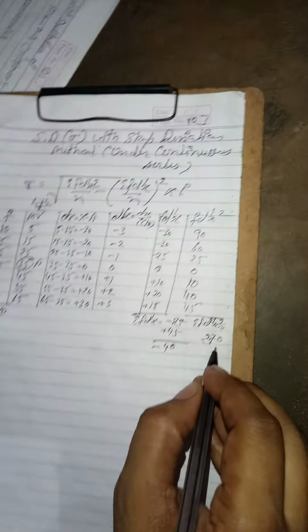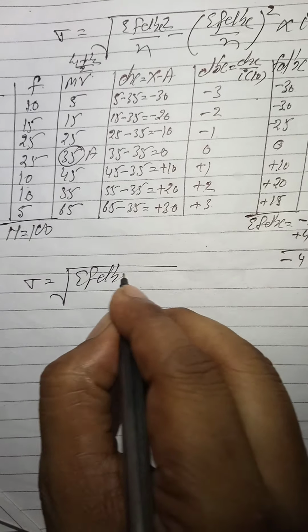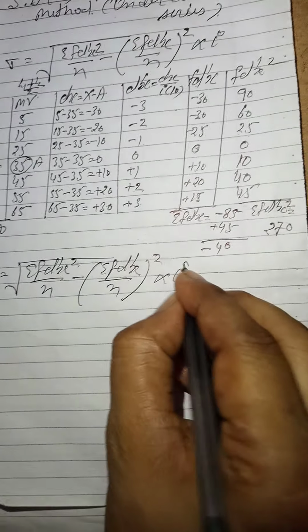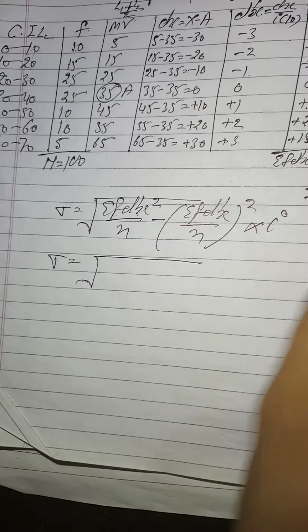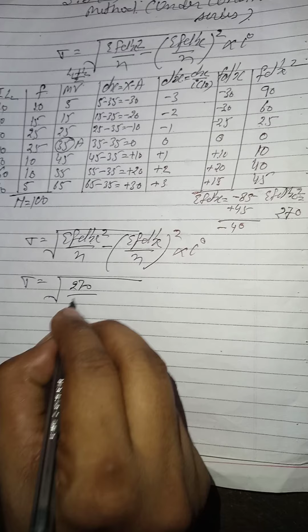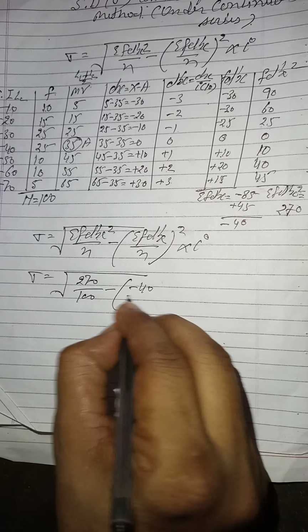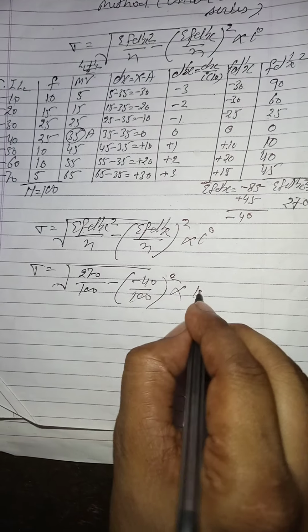After that we will apply the formula. Standard deviation is equal to under root of summation f d dash x square divided by n, minus summation f d dash x divided by n, whole square, into I. So standard deviation is equal to under root of summation f d dash x square 270 divided by n 100, minus minus 40 divided by 100, whole square, into I 10.